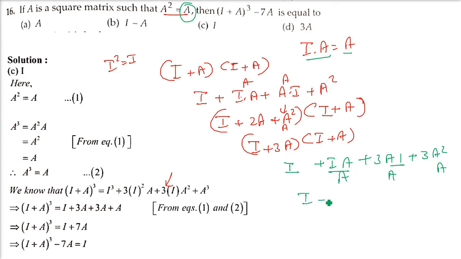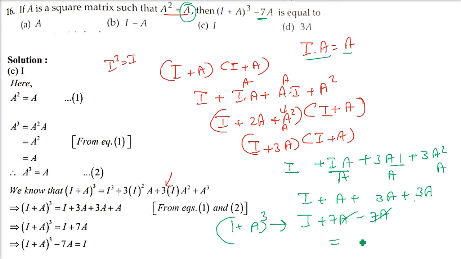I plus A plus 3A plus A with a 3. So 3A is 6A, plus A is 7A. So this is I plus 7A. So (I plus A) whole cube has come as I plus 7A. Now you have a negative 7A, so just subtract 7A from here. It is going to be I. I is the answer. C is the answer.